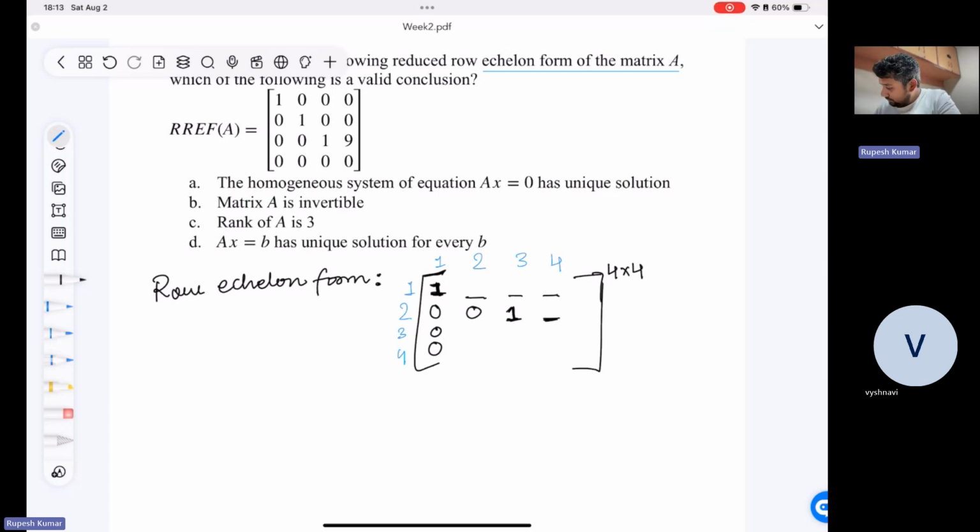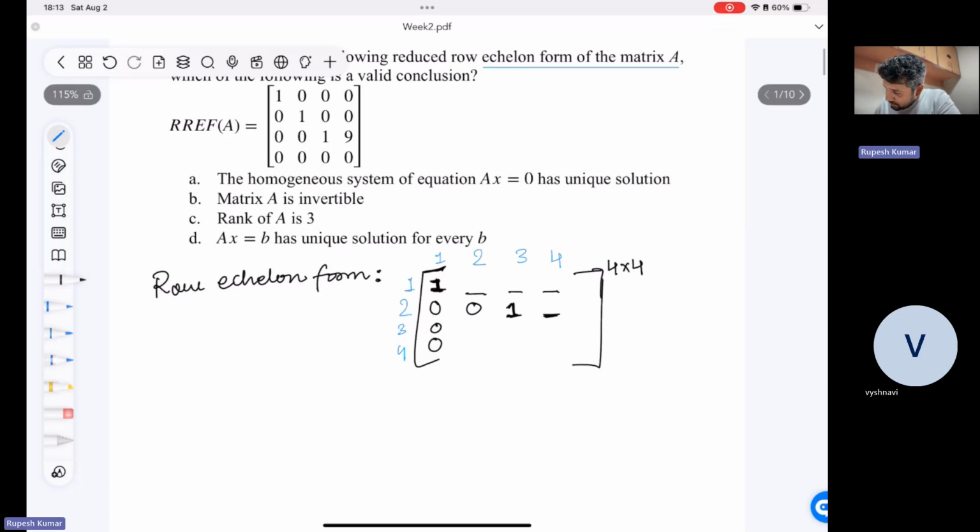Again for row 3, since row 2 has 1 at column 3, it must be ensured that all other entries in that column have to be 0. So row 1 entry in column 3 has to be value 0, right? Again, other entries in the same column have to be 0.